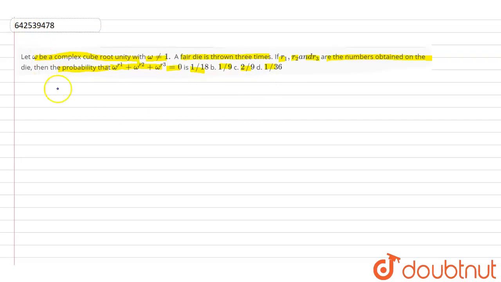So we have to find the probability for omega to the power R1 plus omega to the power R2 plus omega to the power R3 equal to 0. Here omega is a cube root of unity. As we know, for a cube root of unity, 1 plus omega plus omega square is equal to 0.